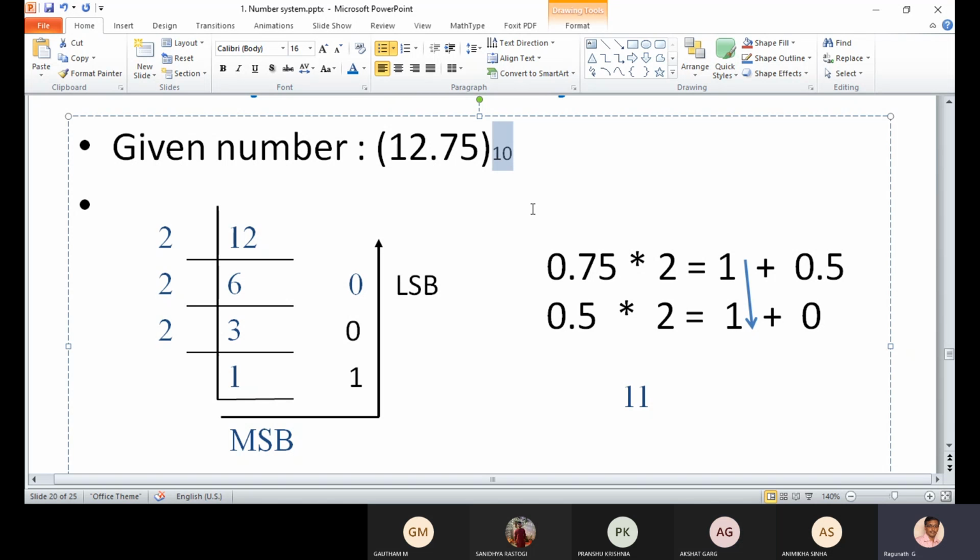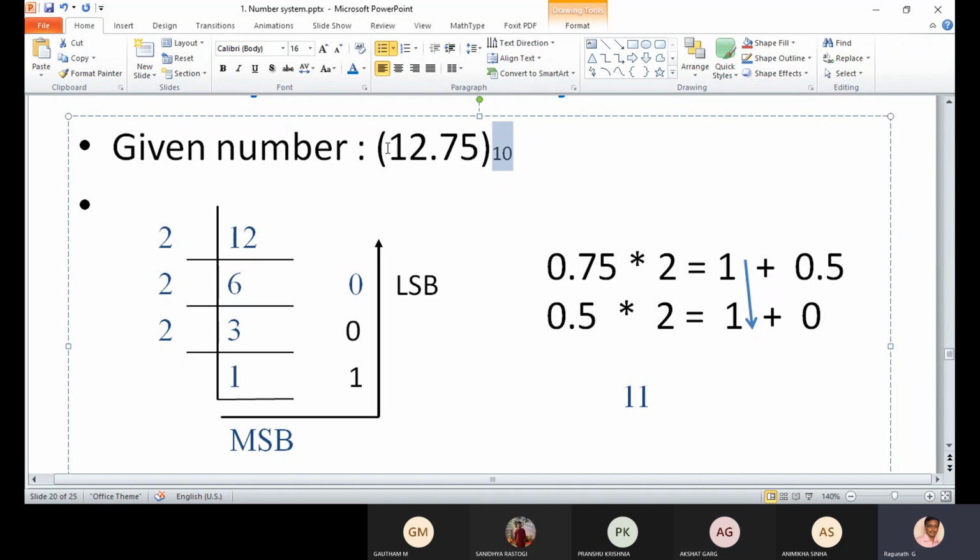So now what do I have to do? I have to convert this decimal number to a binary number. What is the base value of a binary number? 2. Now what we have to do is take the base value of the destination number system. In our case, the base value of the destination number system is 2.